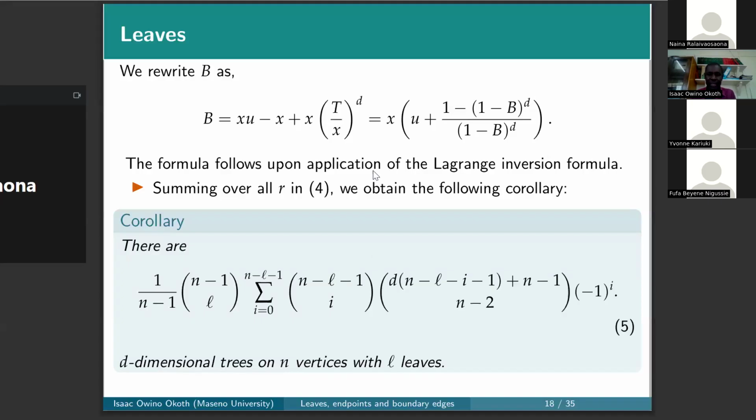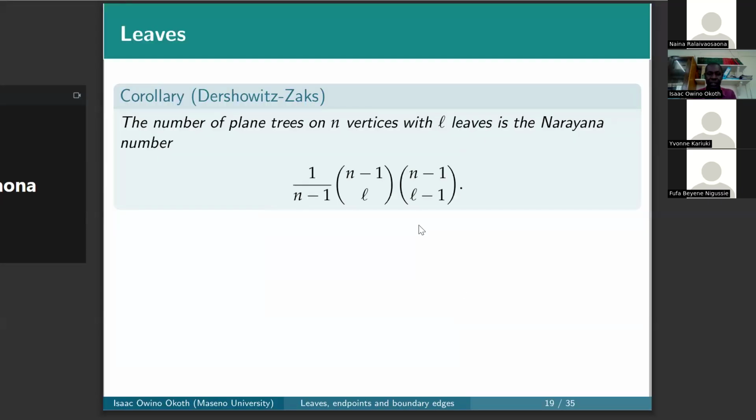One of them is when you set d equals 1. If you set d equals 1 here and use the identity that negative n choose i times negative 1 raised to power i equals n plus i minus 1 choose i, then you get this result here, for the number of plane trees on n vertices with leaves, which was obtained by Narayana and Kreweras in 1980. Formerly, I may always refer to it as the Narayana number.